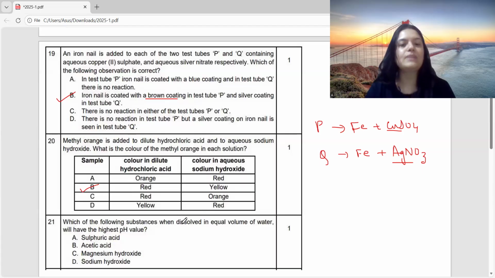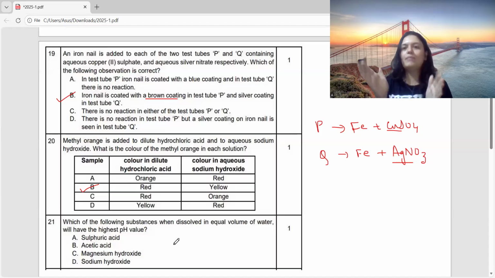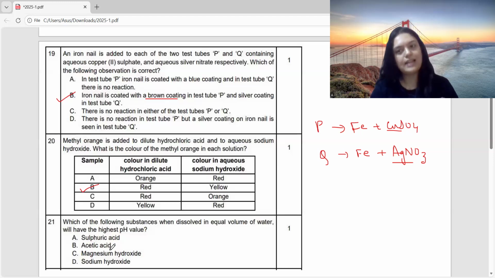Which of the following substances when dissolved in equal volume in water will have the highest pH? Now understand, highest pH will only happen when you take a base, because from 7 to 14, they are increasing in basic character. So sulfuric acid and acetic acid: sulfuric acid, though it's a strong acid, its pH will be less, right? Because it's strong. Acetic acid, again, it's a weak acid, but still it's an acid. So these two will not give it.